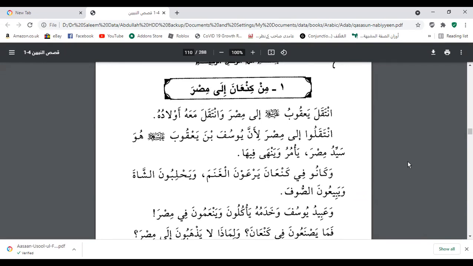Ibn is sifa of that, it has to be Mansub. And Yaqub is Mudaf ilay, but it is غير منصرف, it would not take kasra. Kasra or majrur state is denoted by fatha in diptotes. هو سيد مصر. He is the leader, head of Misr. يأمر وينهى فيها. He commands and he prohibits, meaning he is the one in control of everything.